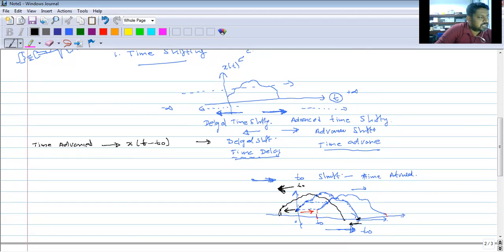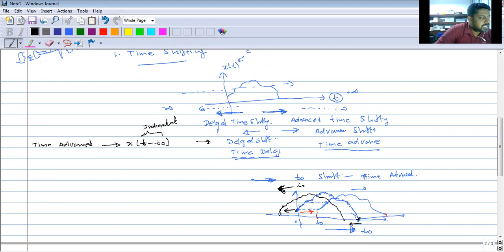For this signal, t by t naught is the independent variable. Not simply t only. T by t naught is the independent variable. So this is the time advance.